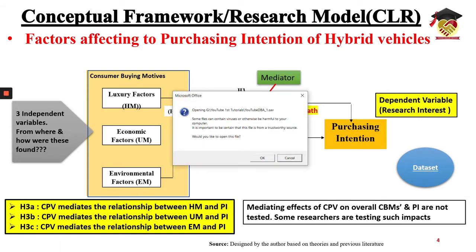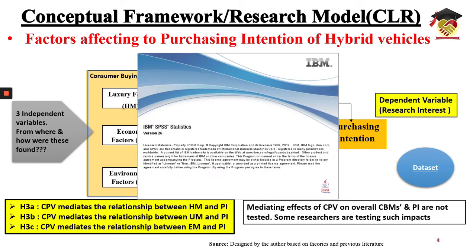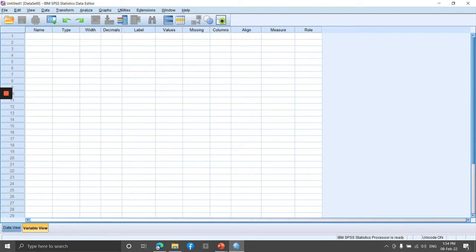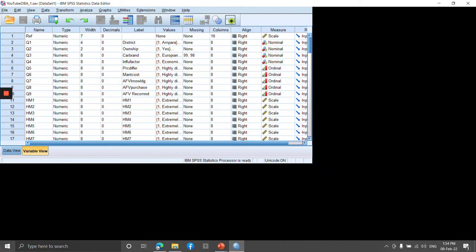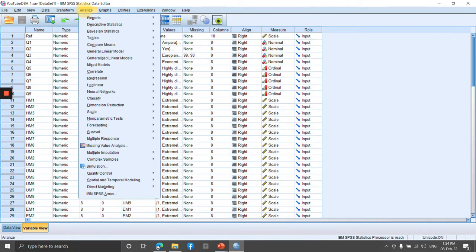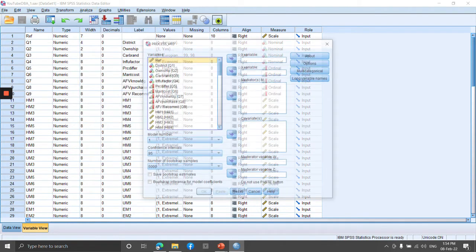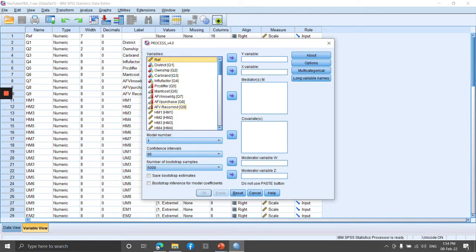Please remember that you should have already installed Professor Andrew Hayes' PROCESS macro version 4 or 3.5 in your SPSS. That is to be remembered before starting the analysis. Now, as usual, you have our data set. Go to Analyze, Regression, but this time not Linear. This time you have to go to Professor Andrew's PROCESS macro method, this one. Now you have your dialog here.